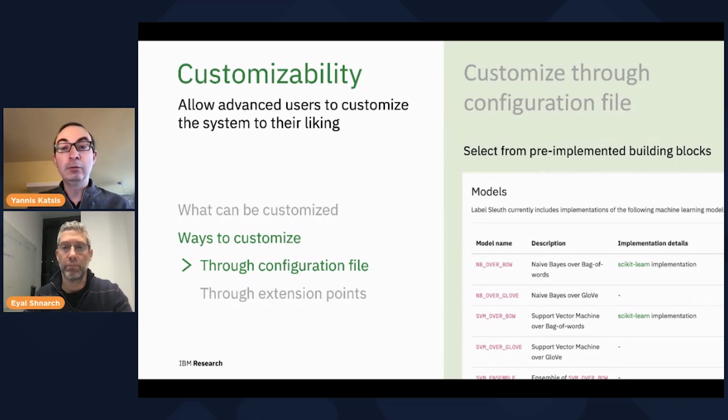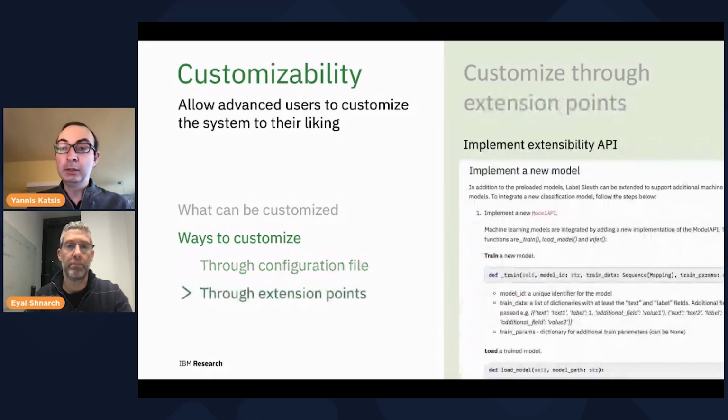For instance, let's say that we want to forego the default model that is trained by the system and want to pick a different one. Label Sleuth comes pre-implemented with different types of machine learning models, including naive Bayes, support vector machine, BERT, and what we can do is select one of them by editing the configuration file. And if our favorite model is not there, then we can easily extend the system by implementing the corresponding API. In the case of the models, this would be equivalent to implementing 3 functions that are explained in the system's documentation.